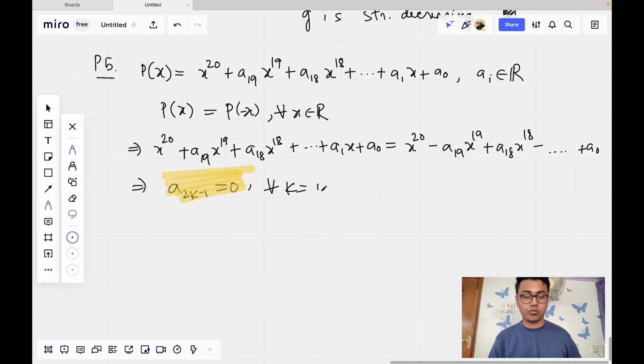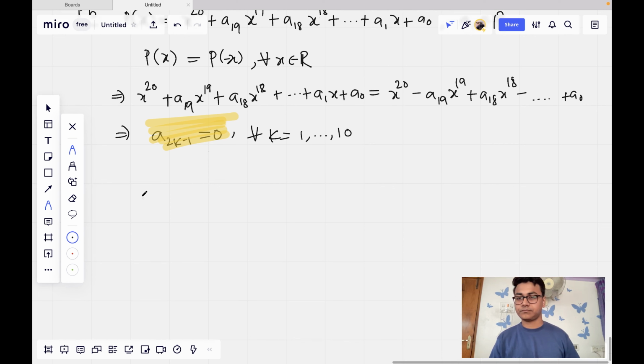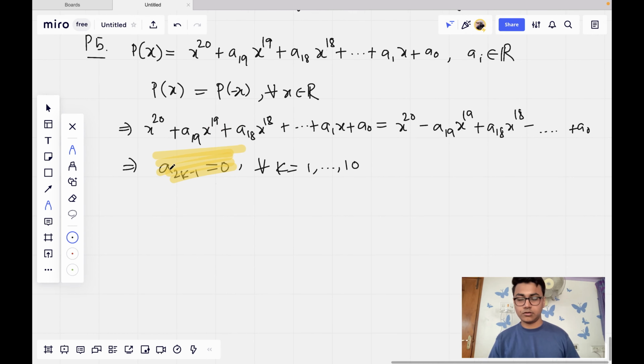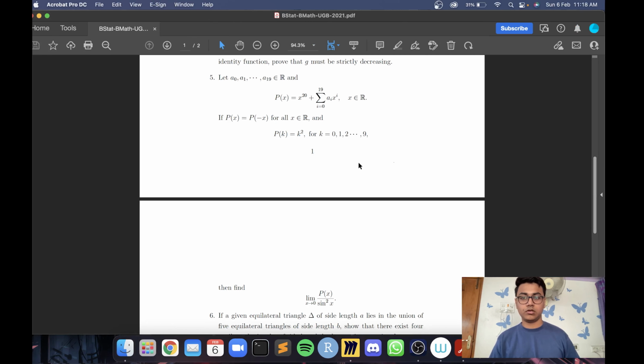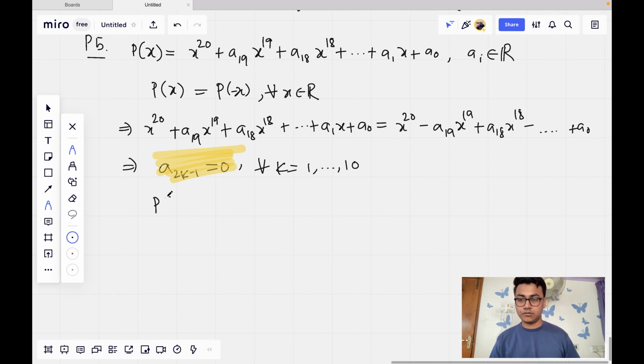K equal to 1, 2, 3 all the way till 10. So these A19, A17, A1 are all 0. So for the polynomial, these are all equal to 0, and you will also notice that P of k is equal to k squared for k equals 0, 1, 2. So P of 0 is also equal to 0. Putting that into the polynomial gives us A0 equal to 0.